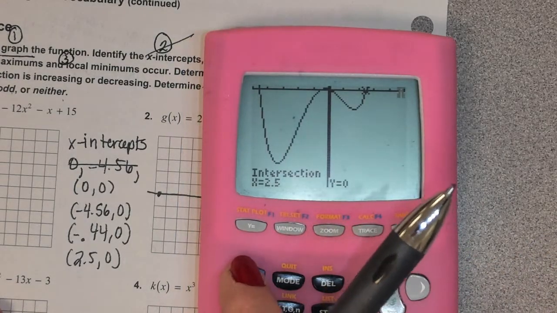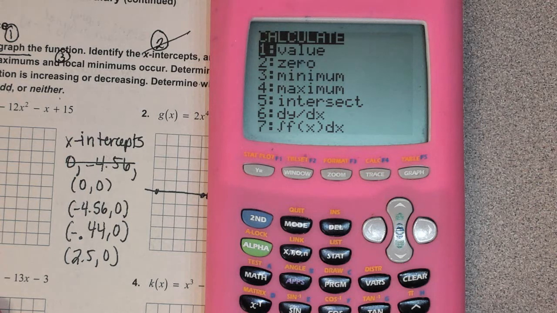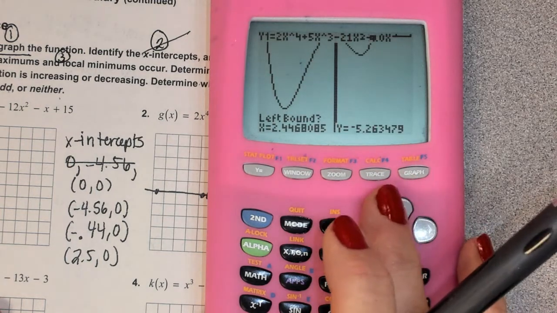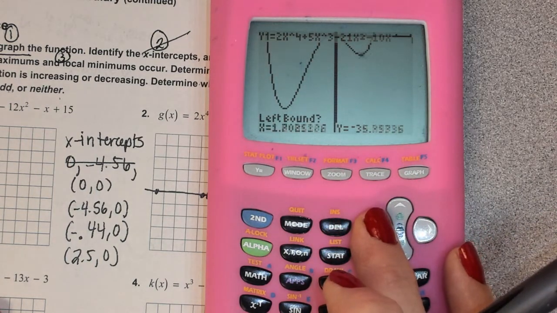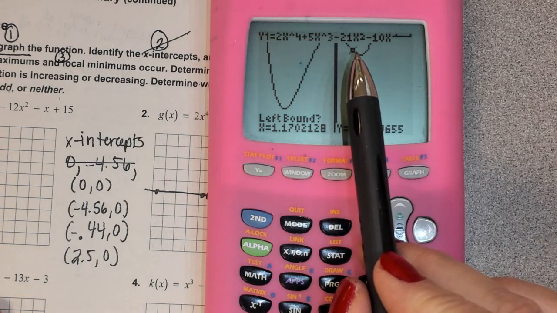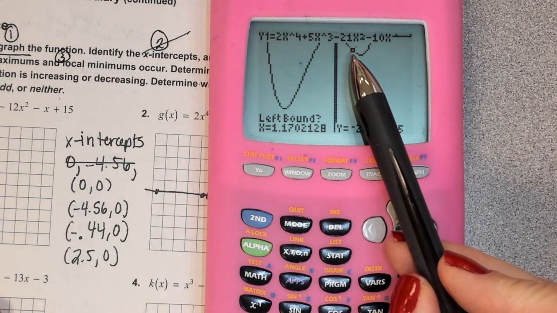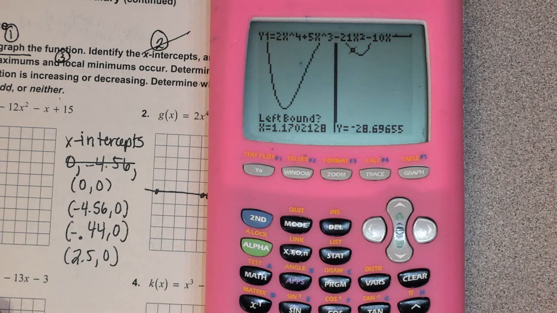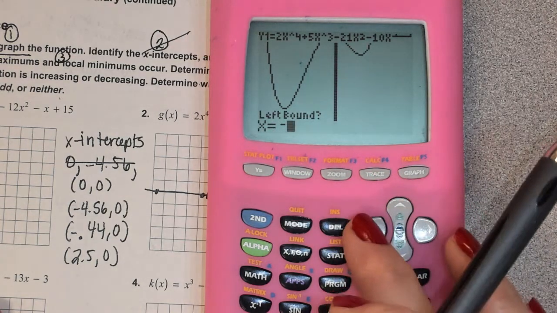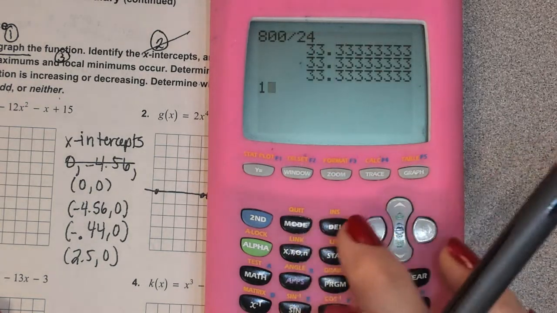Here's how we find it. Second, trace. Which one do you think we'd use? Minimum, right? Since we're trying to find a minimum, so number 3. So we now have to go to the left of that minimum. I'm going to go ahead and find this one since that's what I'm closest to. You can find this one if you're closer to that one. Here's how I do it. I have to be on the left side of it, and then I hit enter. Oops. Hold on. Let me do that again. It's kind of messed up.